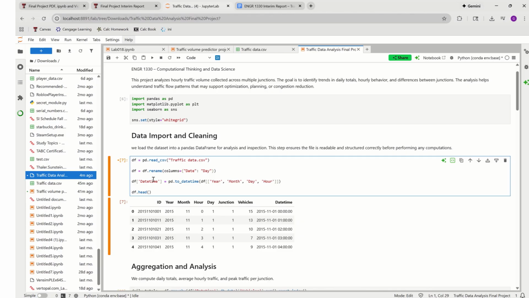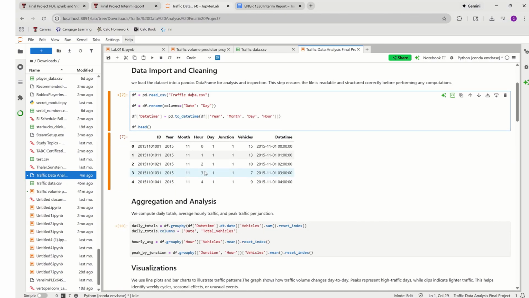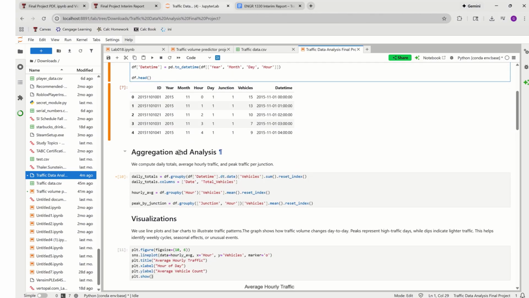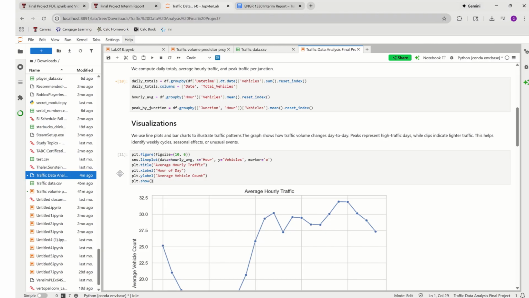Then we rename some of the columns, date to day, so we can use the pandas datetime functions, where we can do equals pd.to_datetime of the data frame, and we can get year, month, day, hour. So we switch that around so we can use it more properly, and it shows us this. Pretty cool. Now we go to aggregation and analysis, where we compute daily totals, average hourly traffic, and peak per junction. That's just the code for that, but we can actually see it when we bring it here.